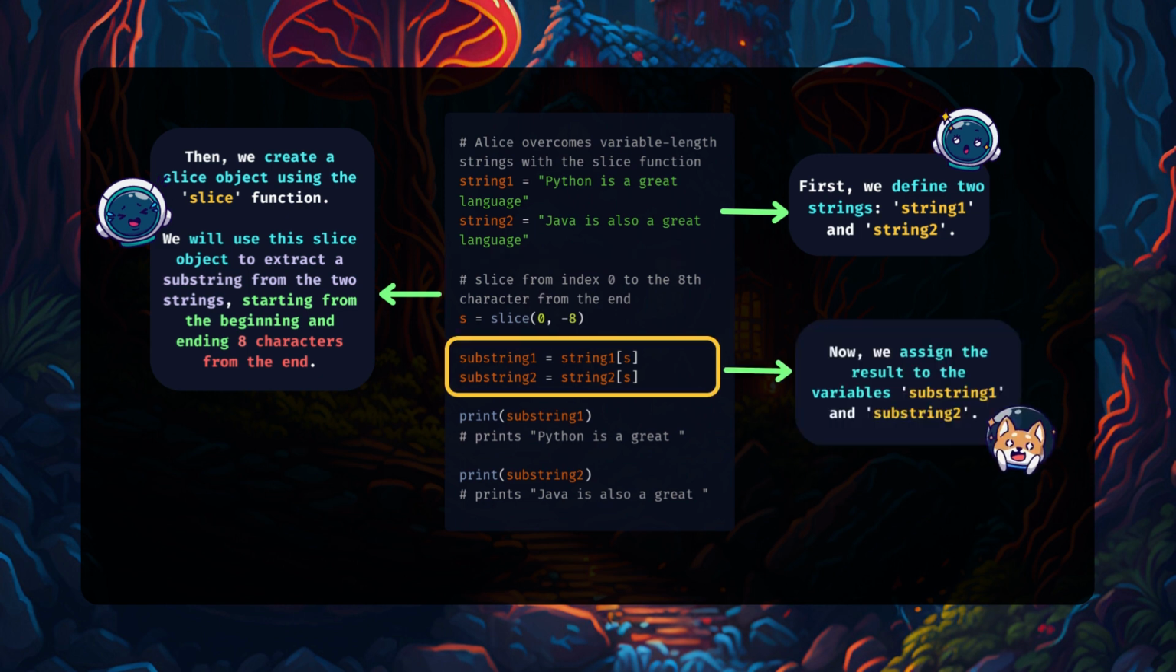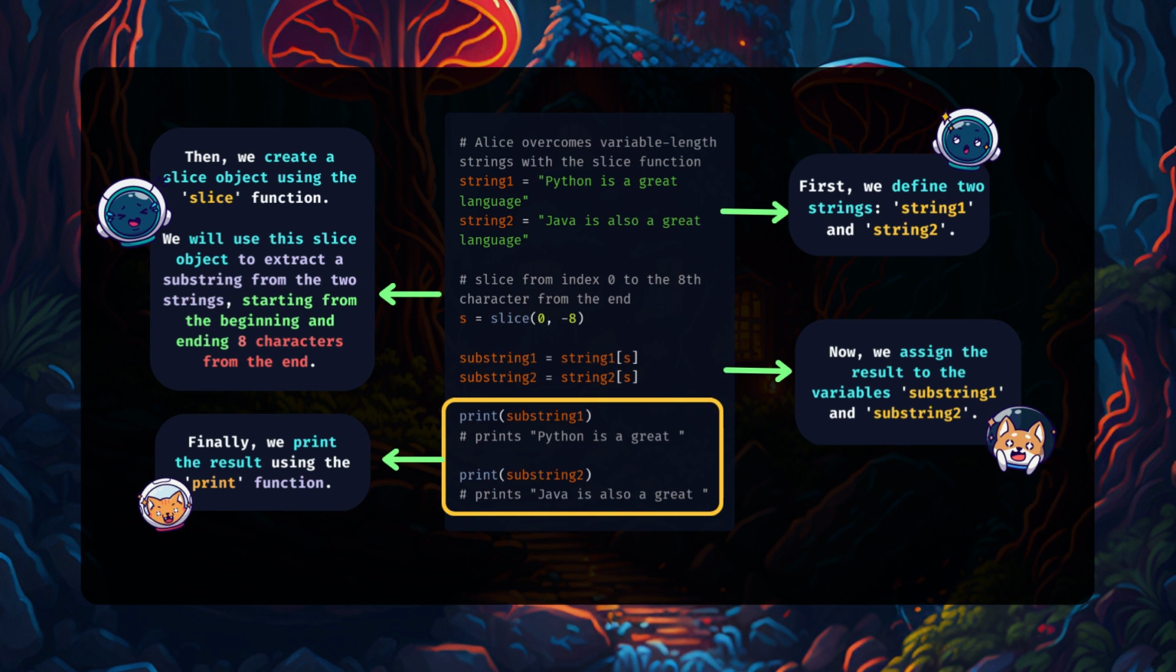Now, we assign the result to the variables substring 1 and substring 2. Finally, we print the result using the print function. And there you have it. The output will show that the slice function successfully extracted the desired substrings from the two strings.